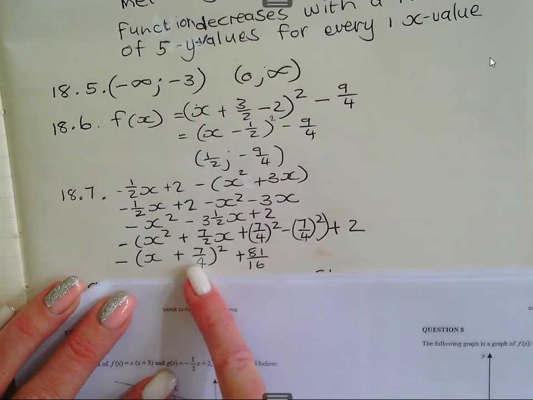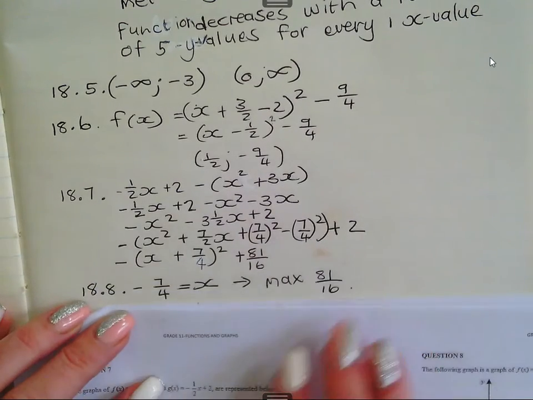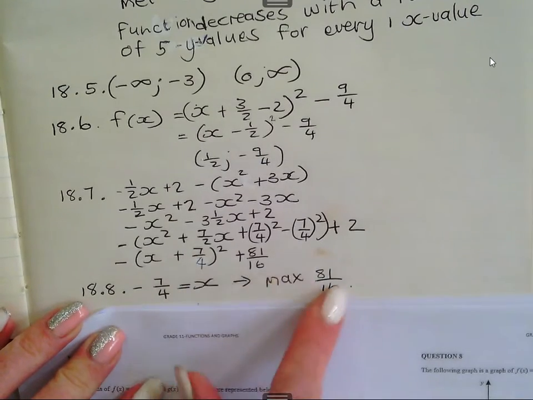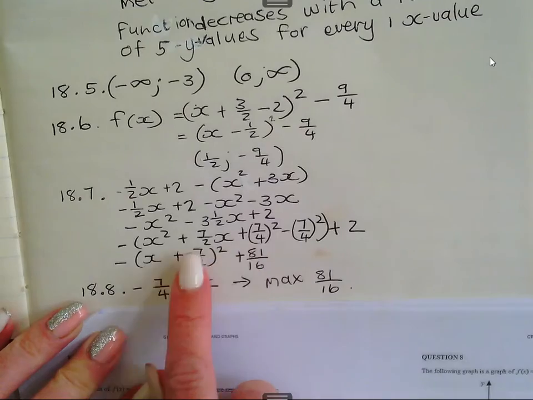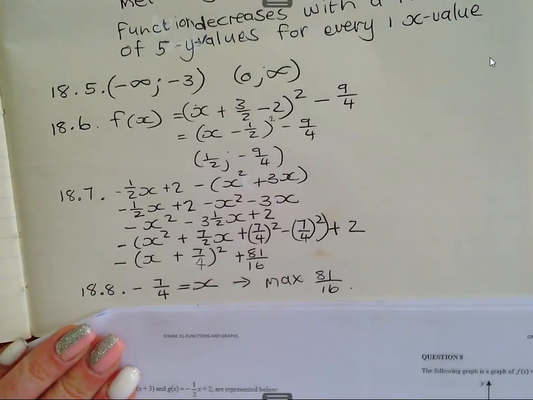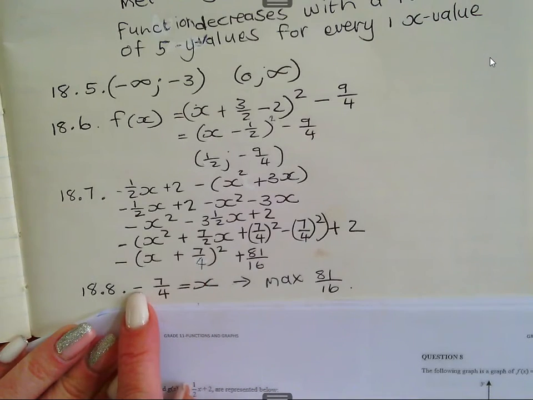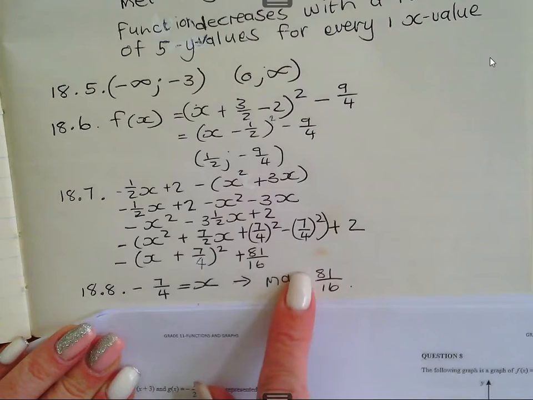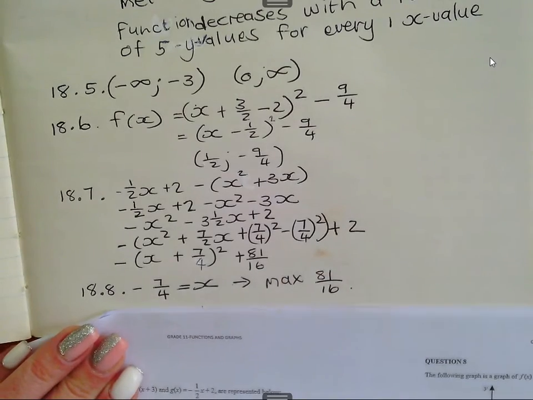Negative b. Oh, yeah, negative b. So I'm going to say the x is negative 7/4 and the max is 81/16. Remember, p and q go together. They are friends. You know why it's negative, no? So that's the x, and the maximum value is 81/16.